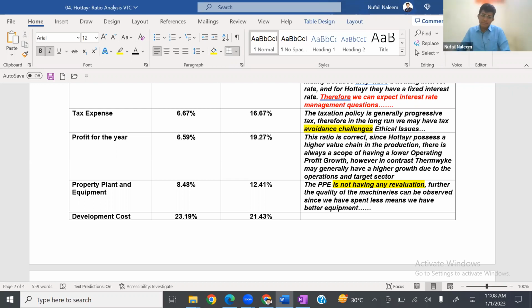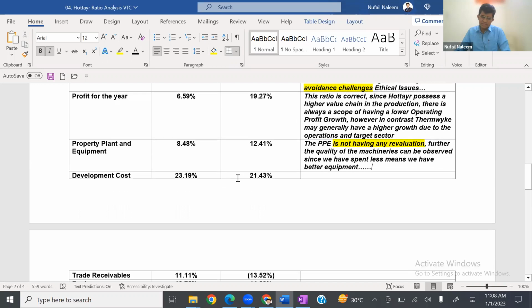Now, the next thing is development cost. You see, we have spent 23%, and here only 21%. On par, I told you there's a risk, because if our competitor, who is an economical producer, produces the same type of product that we are producing at an affordable rate, it will affect us. Are you understanding what I'm saying, Anushka?